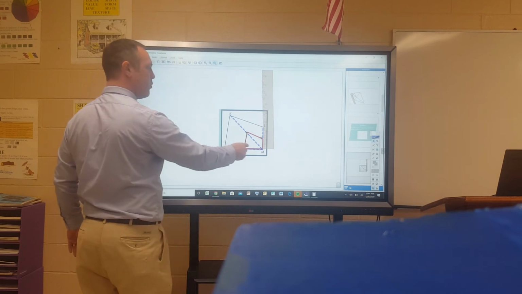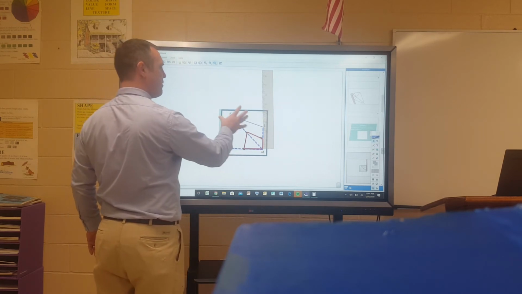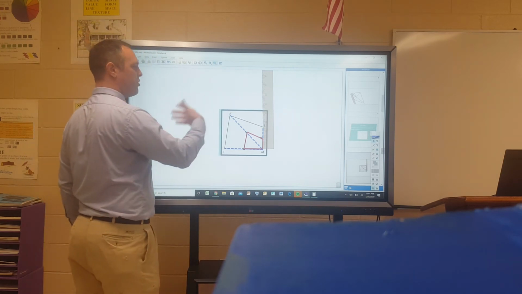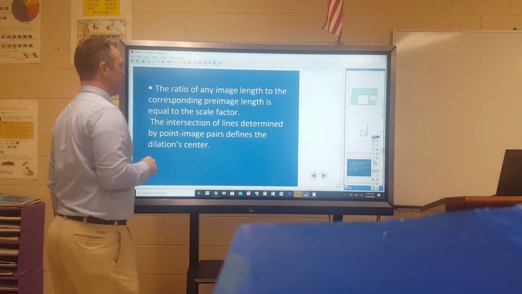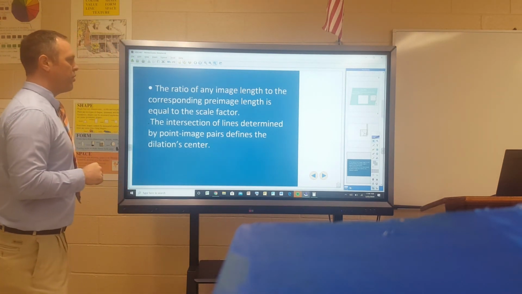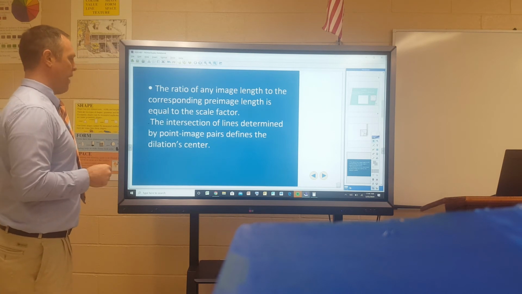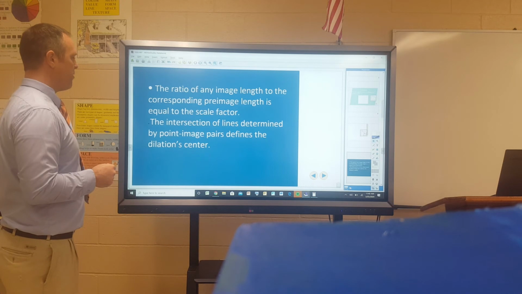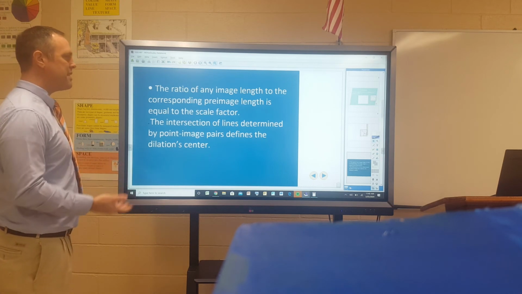Then we see we have the same shape, except it's half of what the original was. So we have a dilation. There's an example of a reduction. The ratio of any image length to the corresponding pre-image length is equal to the scale factor. The intersection of the lines determined by point image pairs defines the dilation's center.